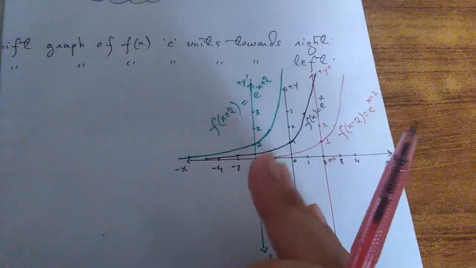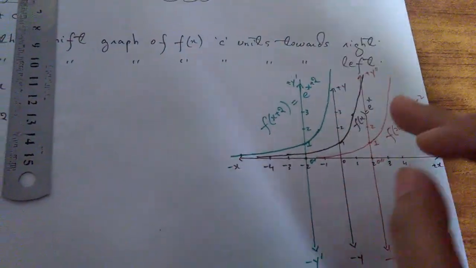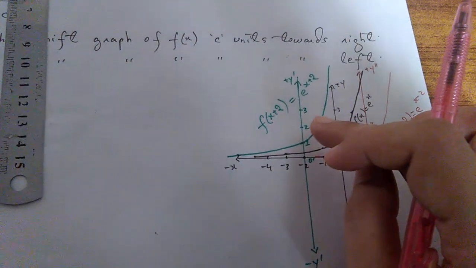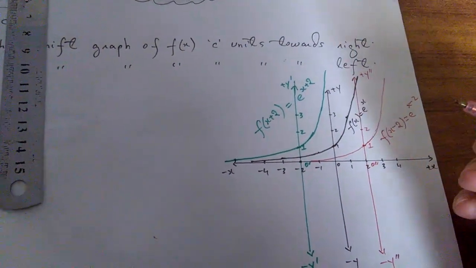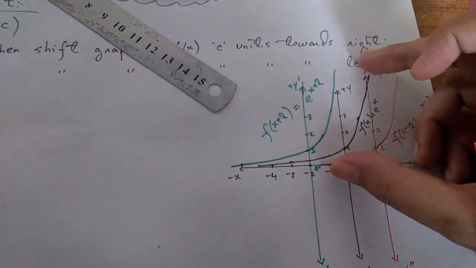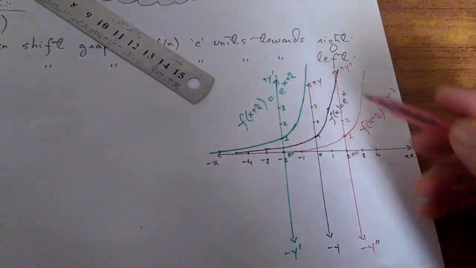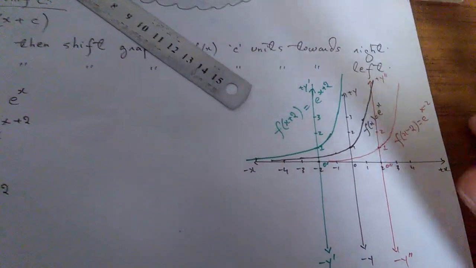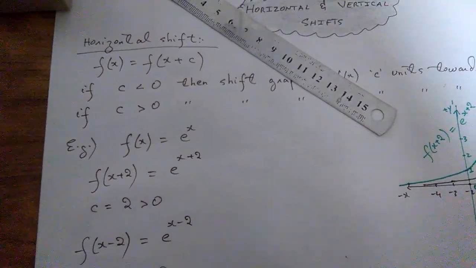You see, if your c value is positive, you just move your graph c units towards the left. And if your c is negative, then you slide the same graph c units towards your right. So that's how you do it, all right? So this is the way you perform the horizontal shift. Now in the same manner, we are going to understand what exactly a vertical shift is.